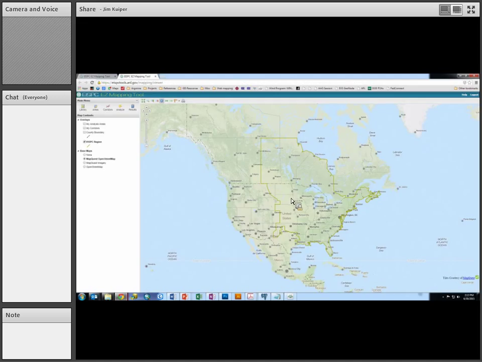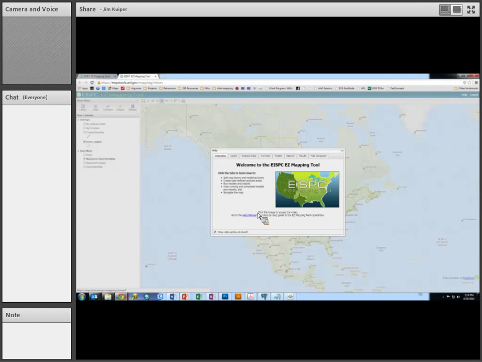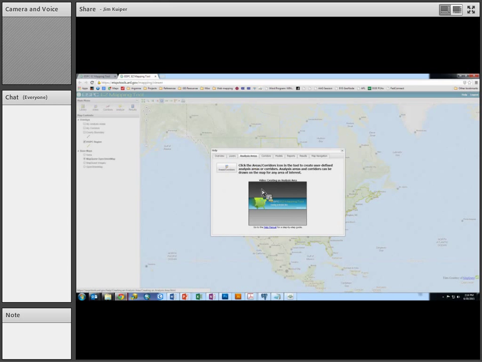Okay, I've already launched the tool, so it opens up with the splash screen. Looks like this. And you can directly access help files from it. So if you click on this, you'll get a video on the process of creating an analysis area.